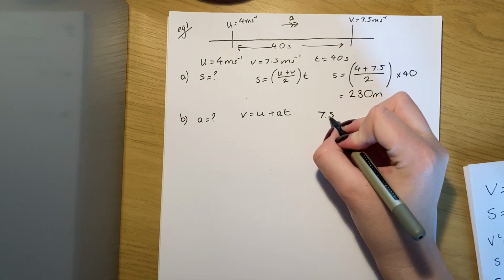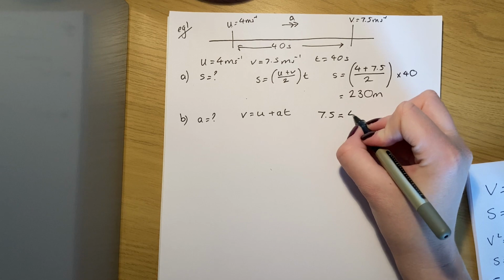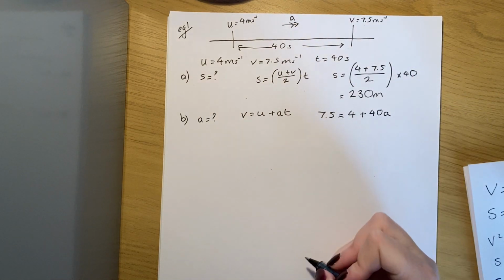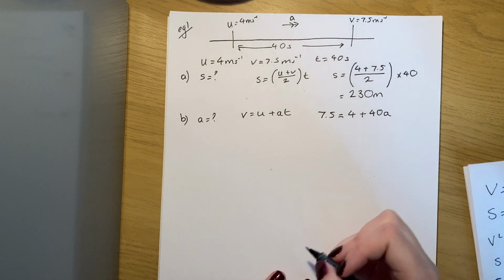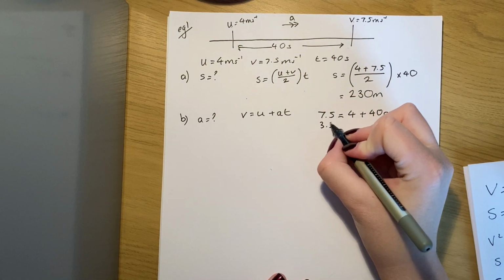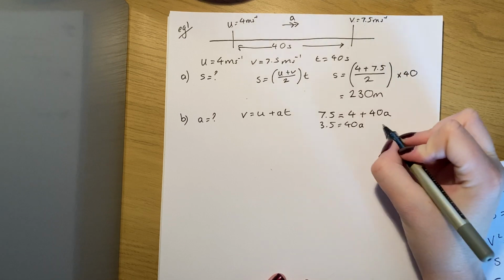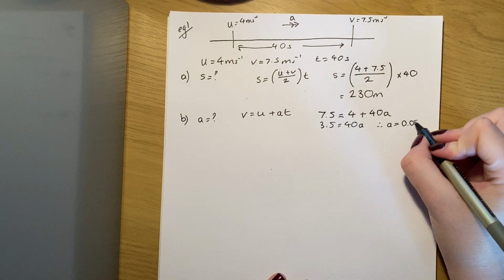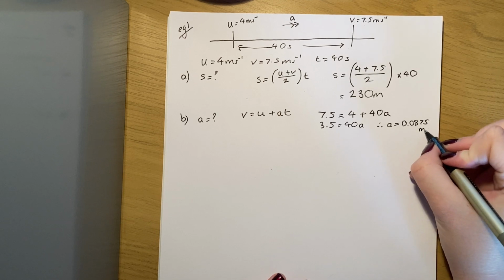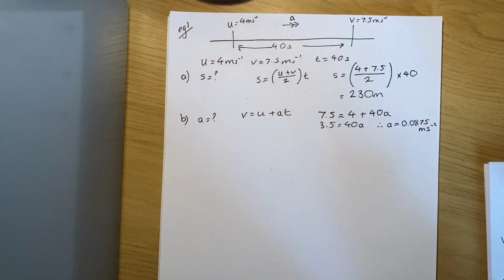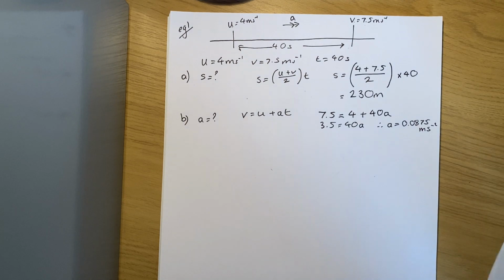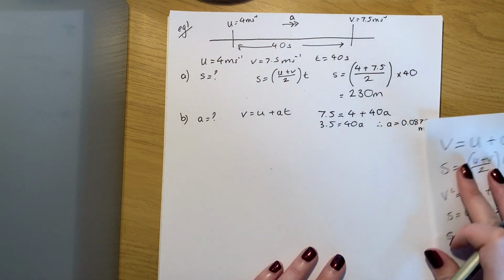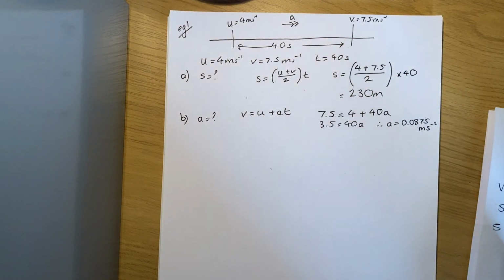So 7.5 is equal to 4 plus 40 lots of A. So 3.5 is 40A. Therefore, A is 0.0875 metres per second squared. So having these in front of you makes the whole problem a lot more straightforward.